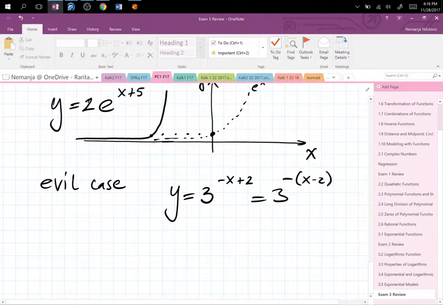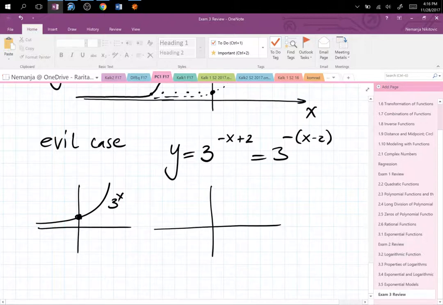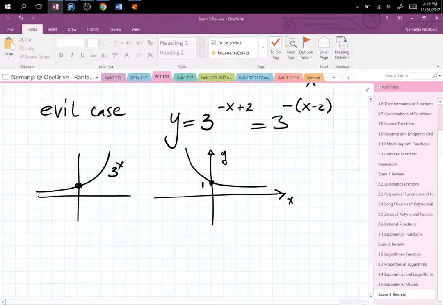So, we start our good old graph, right? Drawing the default case, that's 3 to the x. And then reflection on what axis? X or y? Y, nice. It's going to look like this. Going through, again, through 1. And then what do you have to do? Right 2. Beautiful.